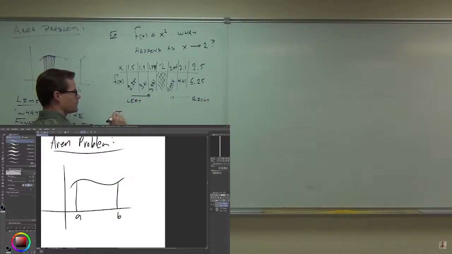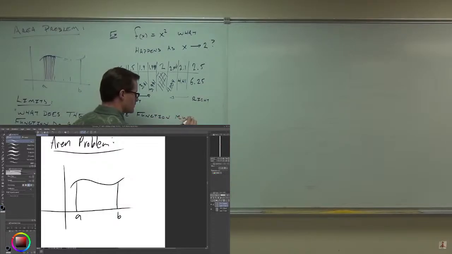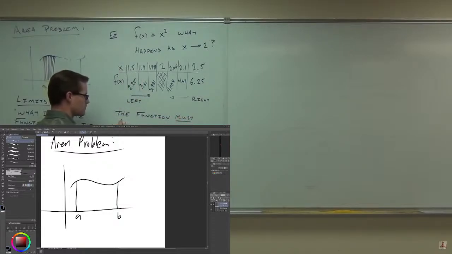The function must approach the same value from the left and the right for the limit to exist.